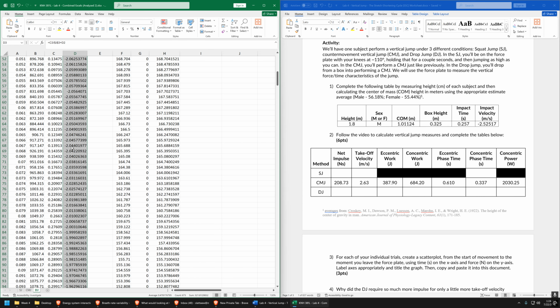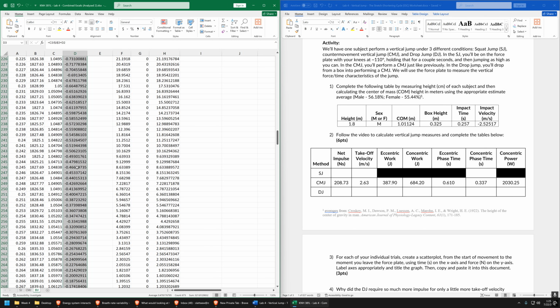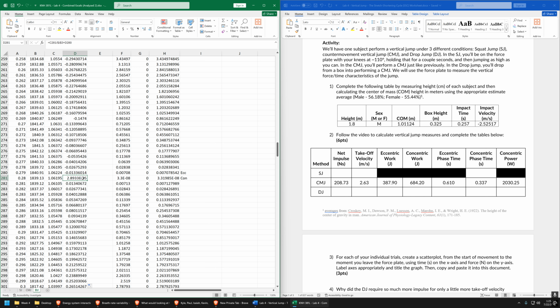So I'm scrolling down, just seeing where it reaches its bottom. It starts becoming positive again. Starts becoming positive right here. Looks like I didn't take those out, so we know one step after it goes from negative to positive, that positive step is where the center of mass reaches its lowest. So this is our eccentric to concentric transition right there.